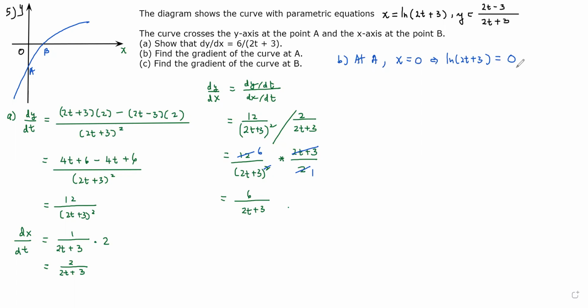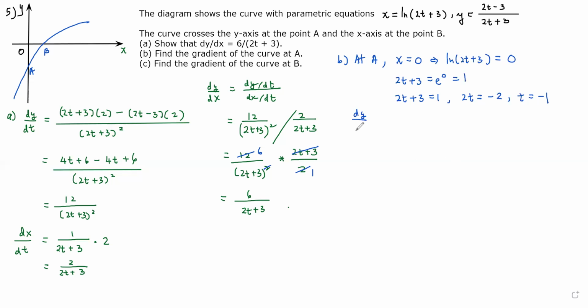Now we can convert this into exponential form so that 2t plus 3 is e to the 0, and e to the 0 is 1. So 2t plus 3 equals 1, so that 2t is 1 minus 3, which is negative 2, and t is negative 1.